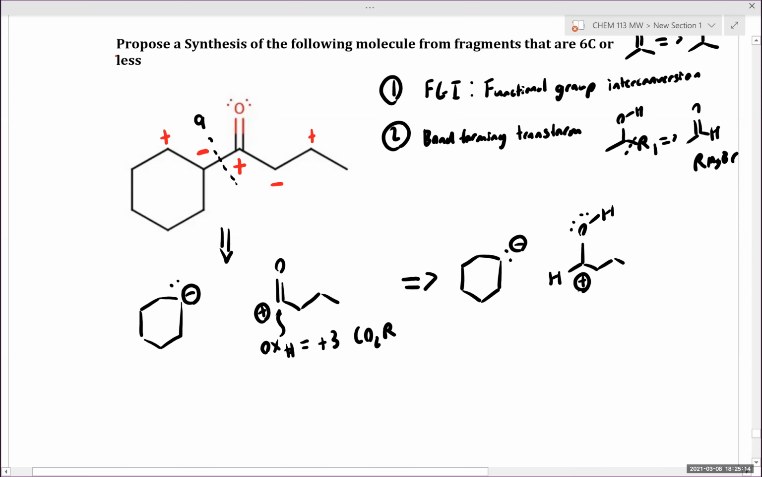So to showcase the student's thought process, they went to this first set of synthons and then this second revised set of synthons, where in this case we have an oxidation number of +1. It's important that you pay attention to oxidation numbers because in effect, the student implicitly wrote a functional group interconversion. Does everyone see how these two oxidation numbers are different? +3 and +1 are different.